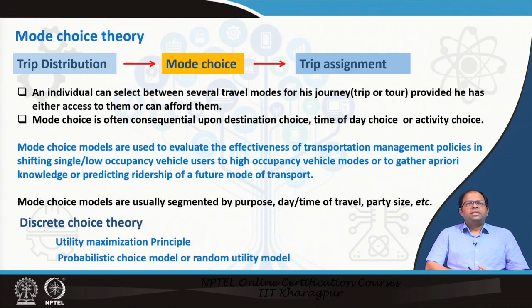So, we have already studied discrete choice theory. That is the underlying theory that is used when we develop these mode choice models. There could be many other ways we can develop mode choice models, but this is the primary way that is actually used, and we already know that in discrete choice theory we use the utility maximization principle. That means, a person chooses the alternative which has the highest utility, and then we have the probabilistic choice model or random utility model, where we have converted this utility maximization principle into a format where we can predict the probability of a particular mode being chosen by a particular individual.